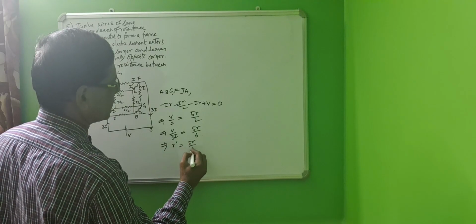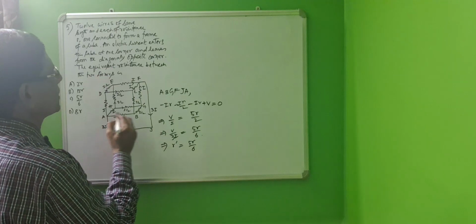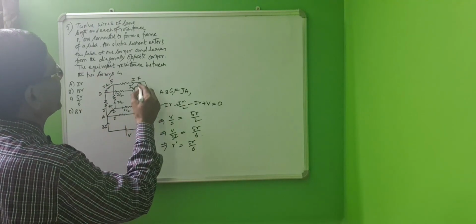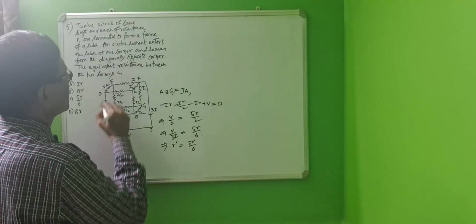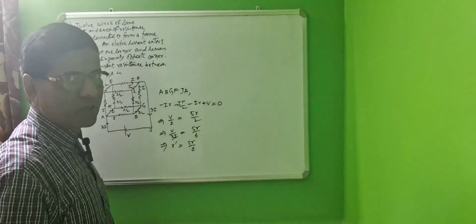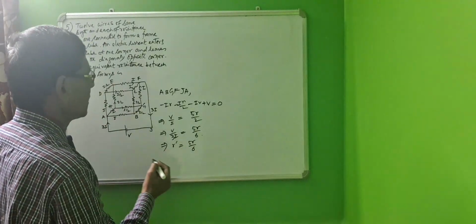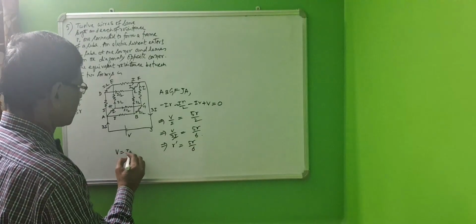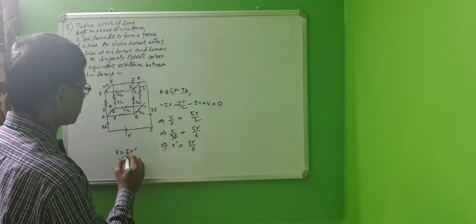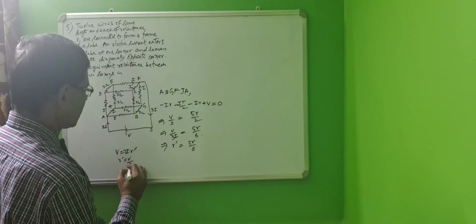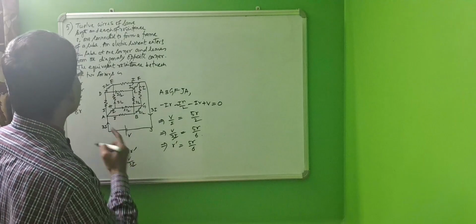So R dash equals 5R upon 6. The potential between A and F is V and the equivalent resistance through the circuit is R dash. So V upon thrice I, because Ohm's law, V equals I into R dash, we get R dash equals V upon thrice I. So answer is C.